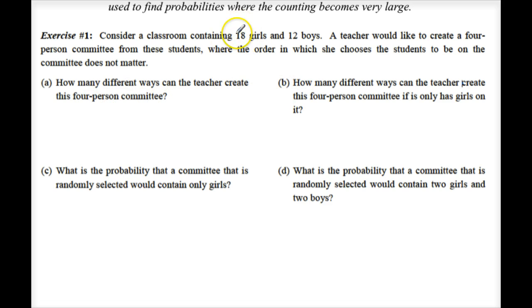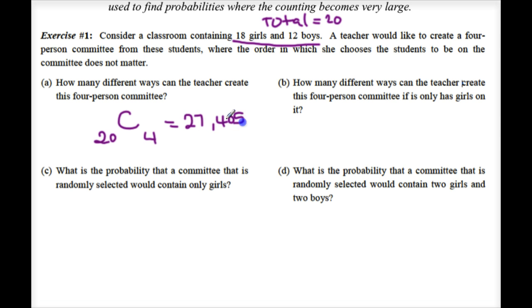So there are 18 girls and 12 boys, so the total here is 30. I want to choose a four-person committee. So for a combination, the total is 30, and I want to choose 4. So it'll be 30 choose 4. And if you put this in a calculator, you should get 27,405.